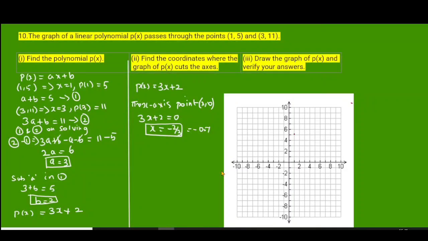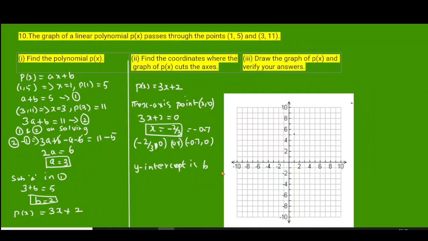So the x-axis point is (-2/3, 0), or in decimal we can take it as (-0.7, 0). That is the x-axis point. What about the y-axis point? You know that the y-intercept is b.